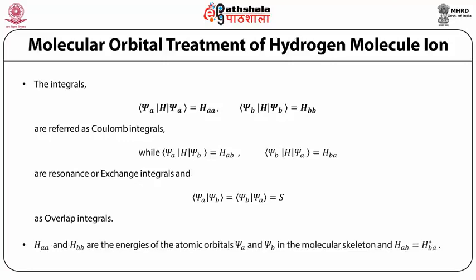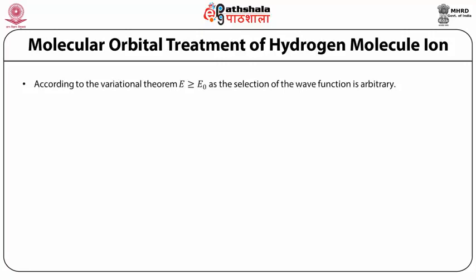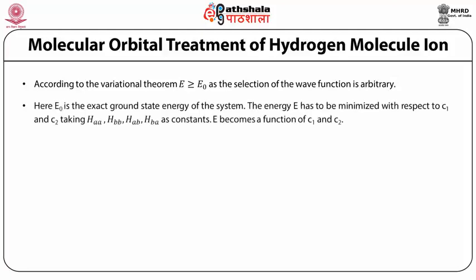HAA and HBB are the energies of the atomic orbitals psi A and psi B in the molecular skeleton, and HAB is equal to HBA star. According to the variational theorem, E is greater than or equal to E0, as the selection of the wave function is arbitrary. Here E0 is the exact ground state energy of the system. The energy E has to be minimized with respect to C1 and C2, taking HAA, HBB, HAB, HBA as constants.